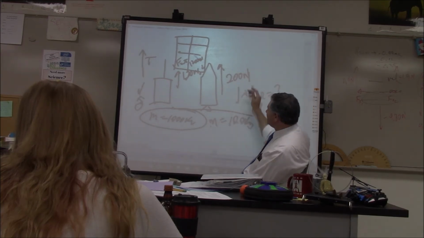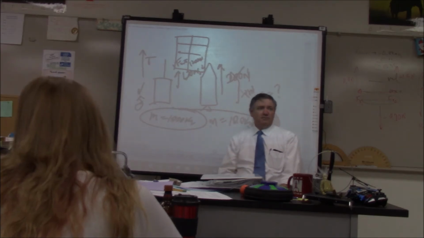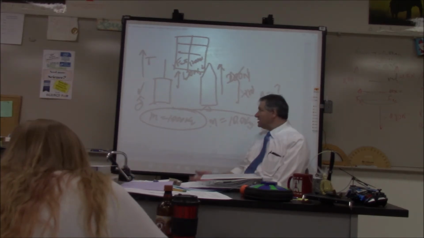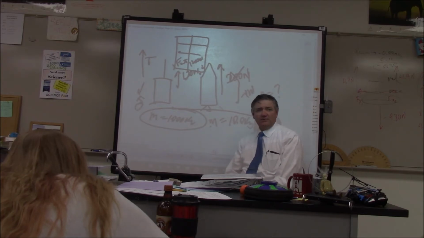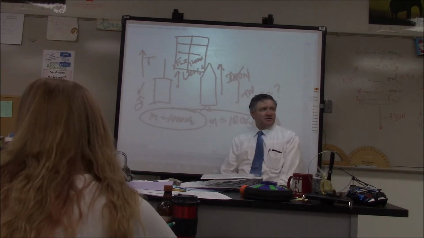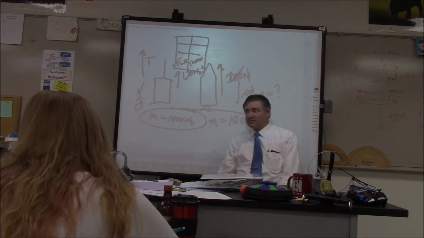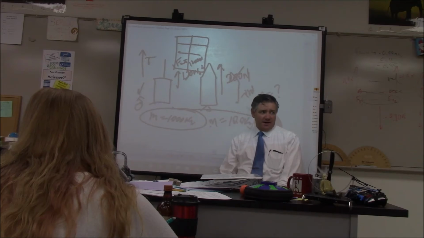Go back to the rocket. I fire the rocket engines, and then I shut off the engine. After I shut off the engine, what's the only force left acting on the rocket? Gravity. It's going to create an acceleration of negative 9.8 meters per second squared, because that's the net force. Okay? Got it? Good?